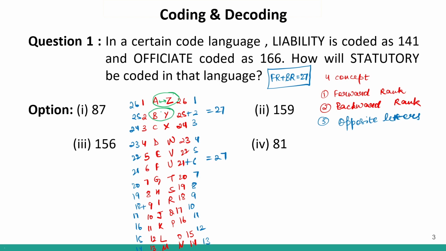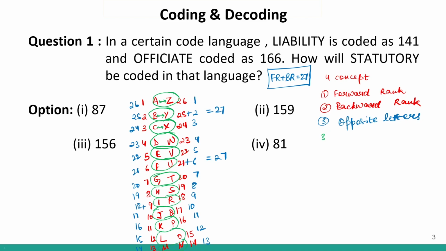Similarly, the opposite letter of B will be Y. The opposite letter of C will be X. So these are your pairs. These are your opposite letters. F's opposite letter will be U. For each alphabet, there is an opposite letter. Okay. So J is Q's opposite, K is P's opposite. These are all your opposite letters.